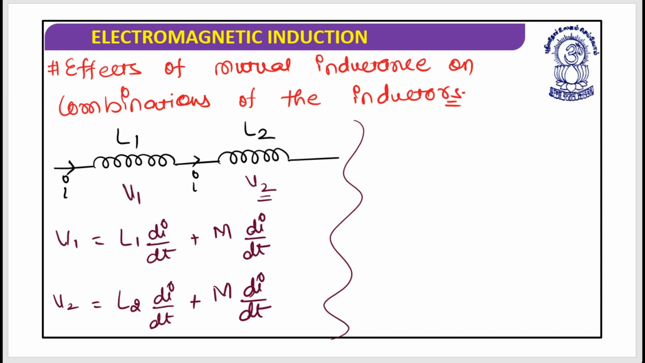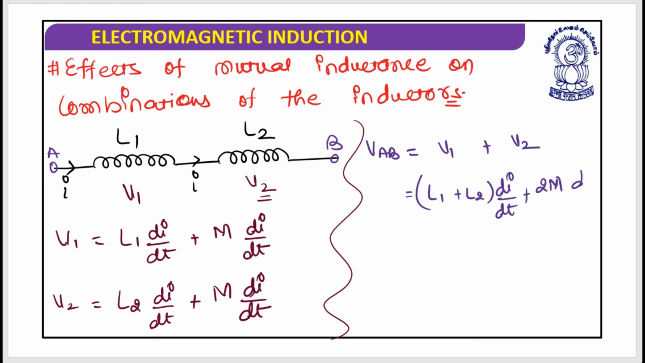Now, when this is one end and this is the other end, VAB is equal to V1 plus V2. So VAB is equal to (L1 plus L2) di/dt plus 2M di/dt. I hope this is clear. Is it clear? So from this, L effective could be written as L1 plus L2 plus 2M.